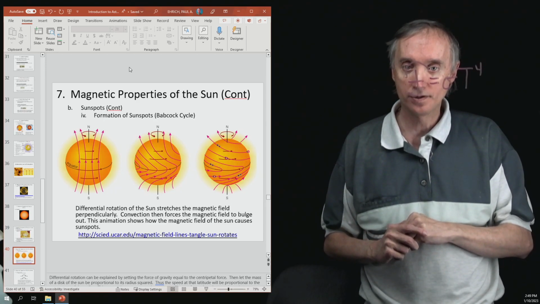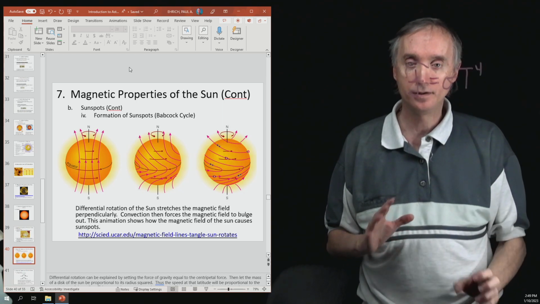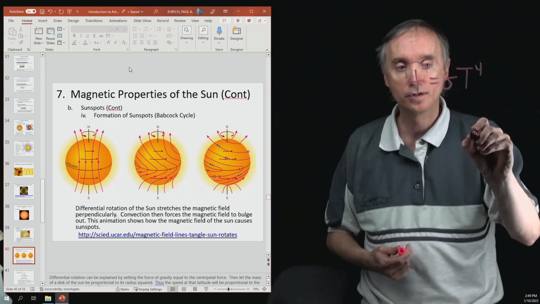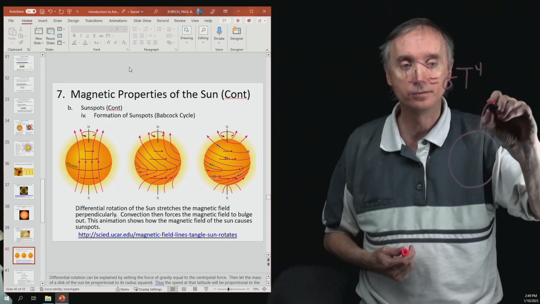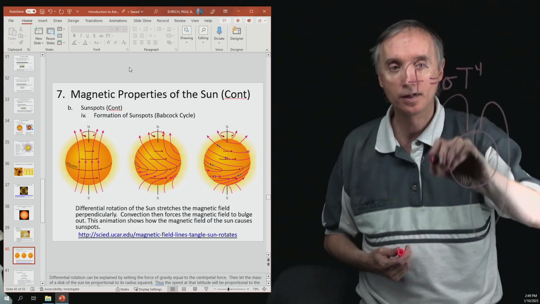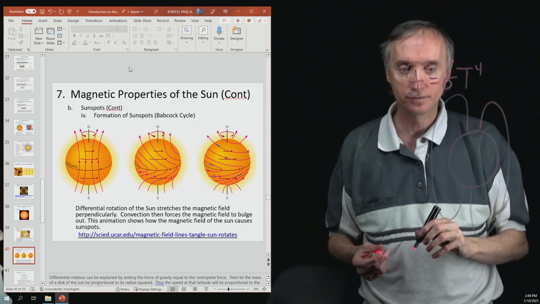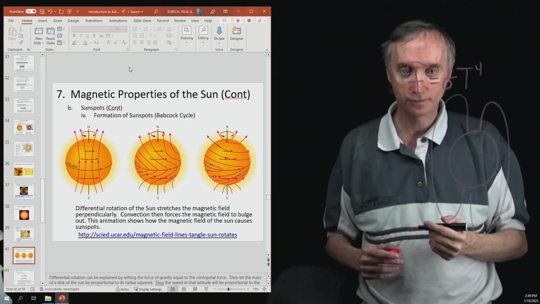Okay, and what it's going to show is that initially the magnetic field of the sun is going to come out and then go back around, comes out and goes back around. So just your standard magnetic field, just like the magnetic field of the Earth.